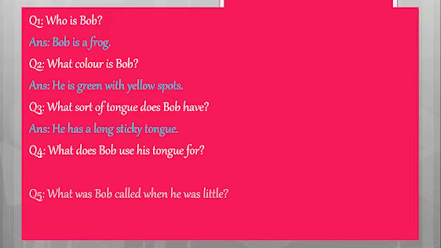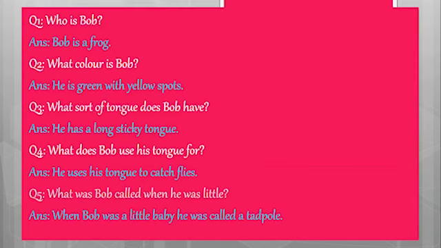Question number 4 is, what does Bob use his tongue for? Answer is, he uses his tongue to catch flies. Question number 5. What was Bob called when he was little? Answer is, when Bob was a little baby, he was called a tadpole.